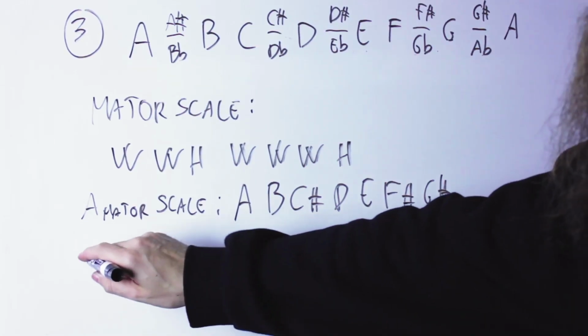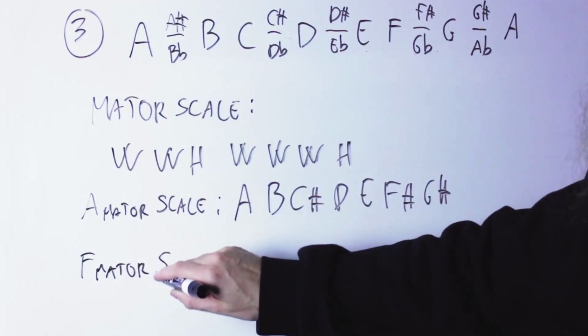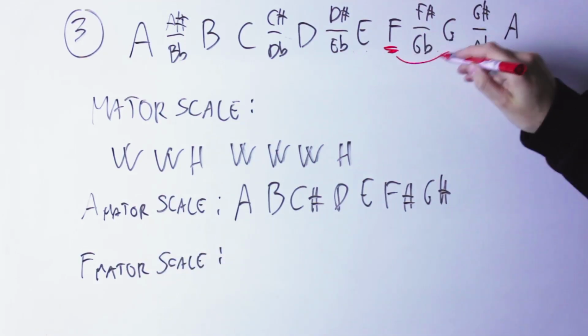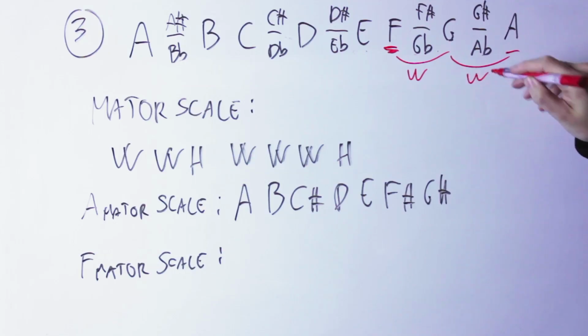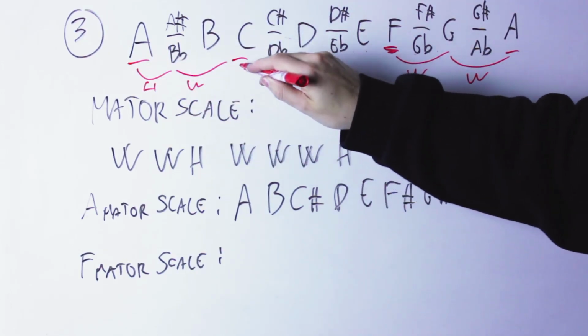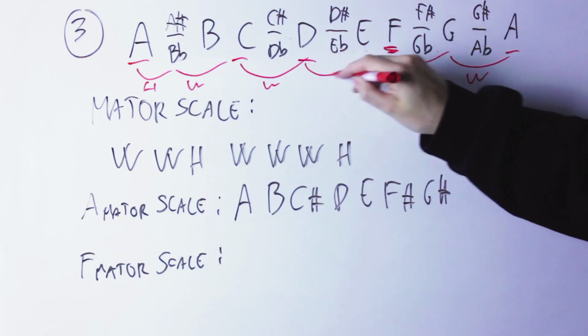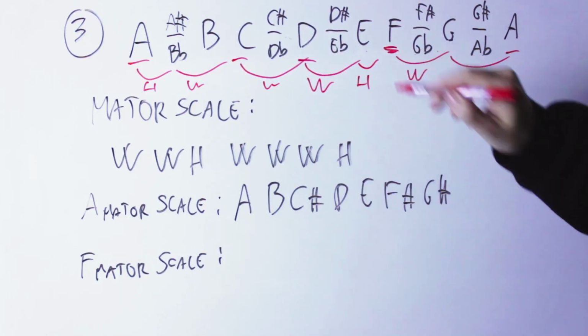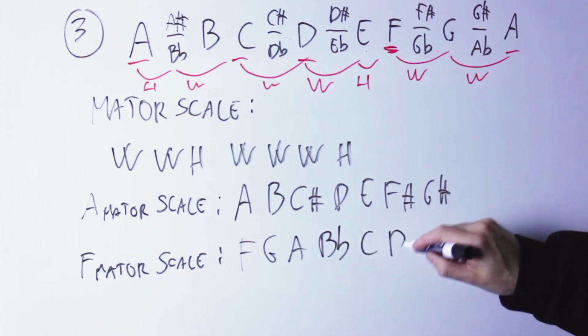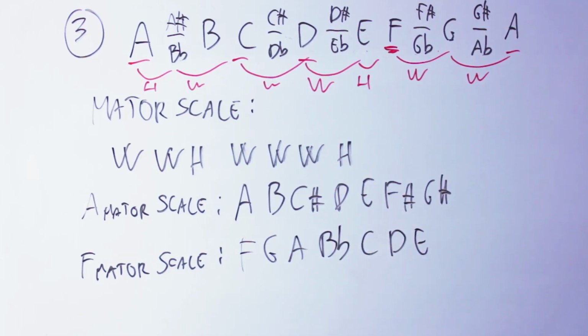If I want to do this with another scale, say the F major scale, I do exactly the same. So starting from F, up a whole step, G, up a whole step, A, up a half step, B flat, up a whole step C, up a whole step D, up a whole step E, up a half step F. The notes are F, G, A, B flat, C, D, E, F. The F major scale sounds this way.